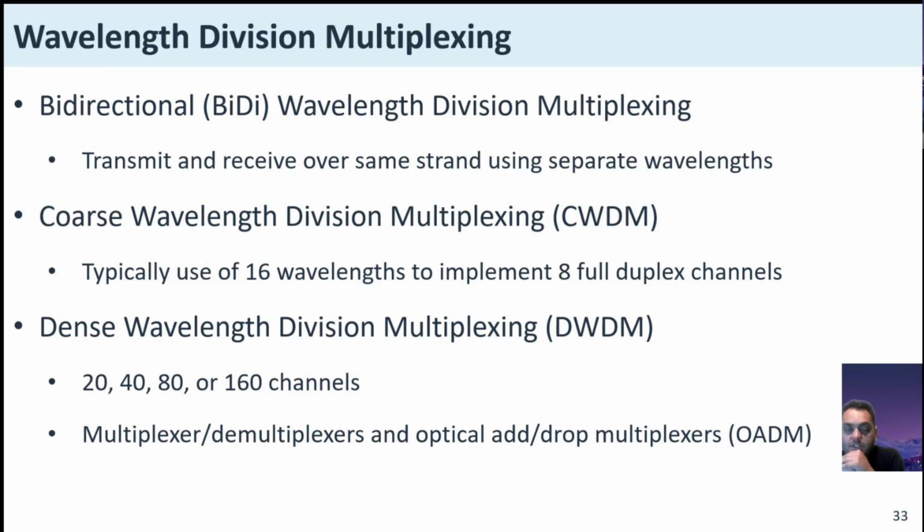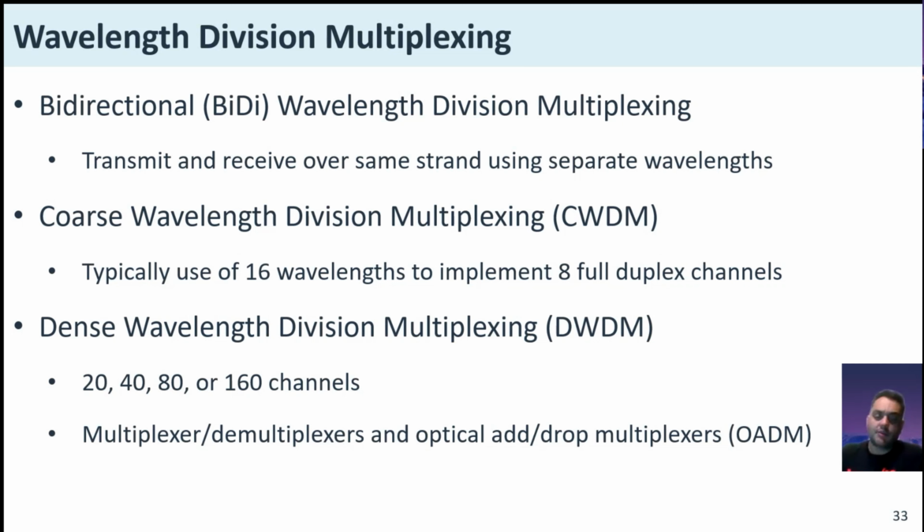Bidirectional wavelength division multiplexing links are documented in Ethernet standards, gigabit BASE-BX and 10 gigabit BASE-BX. Okay, so now we're going to talk about coarse and dense wavelength division multiplexing.